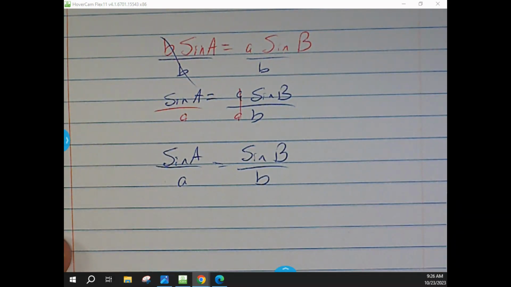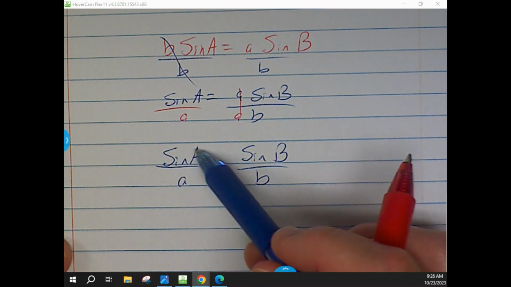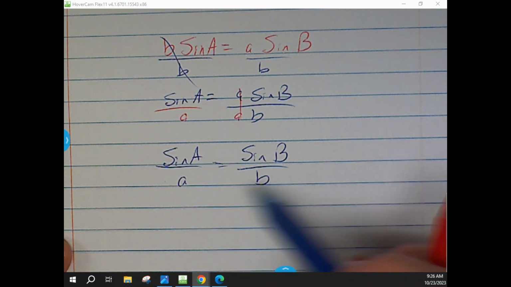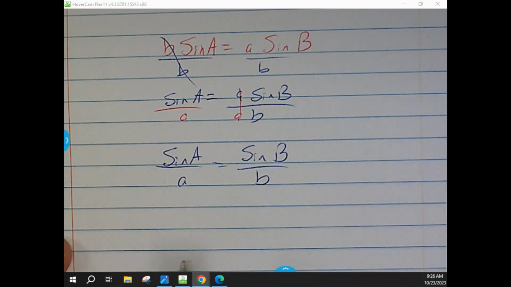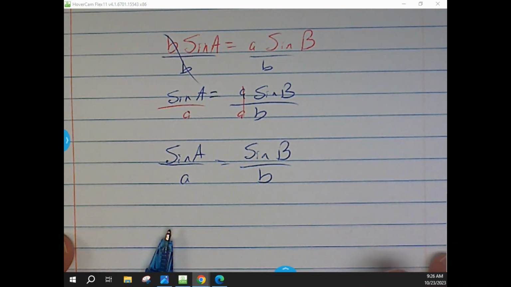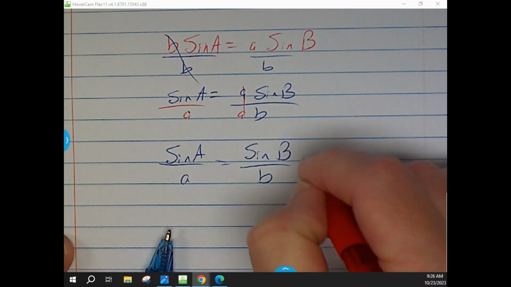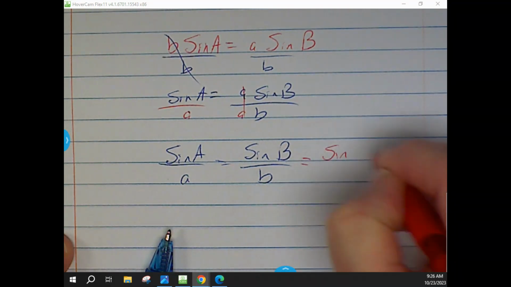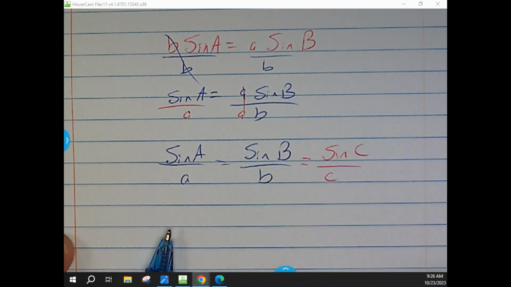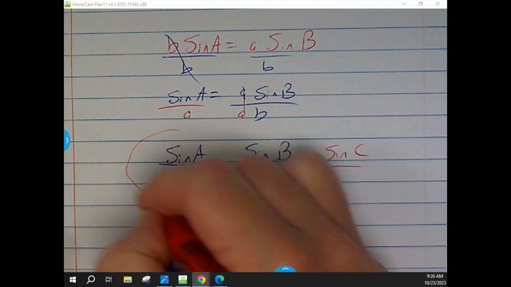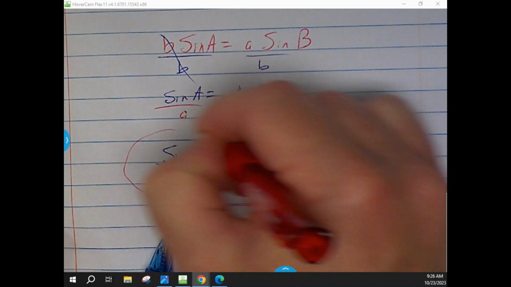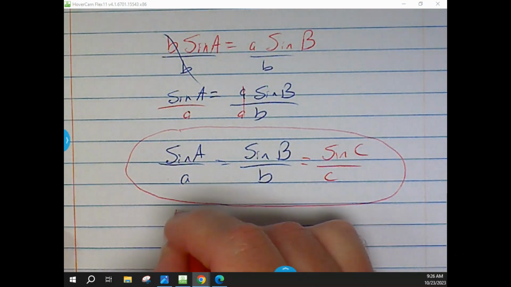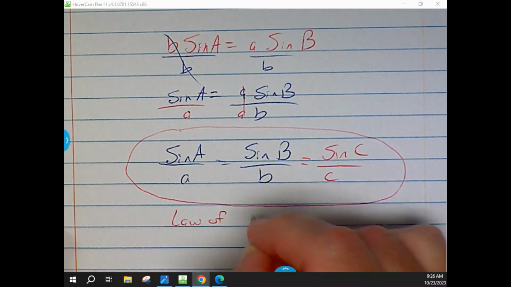Okay, so what it says is that if you take the sine of A and divide it by A, that should equal the sine of B divided by B. And just for good measure, we could do the same thing with C. So we'll throw in one more thing and say sine of C over C, and all these things would be equal to each other. And that is your law of sines.